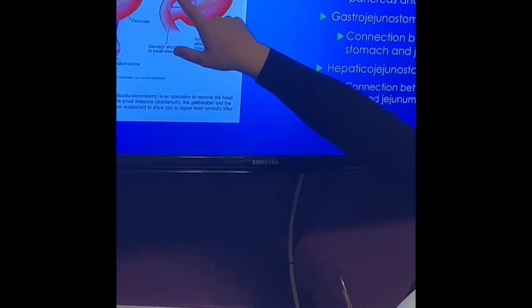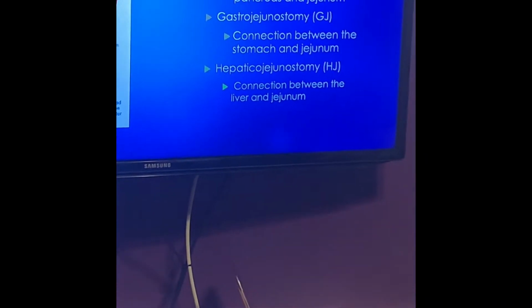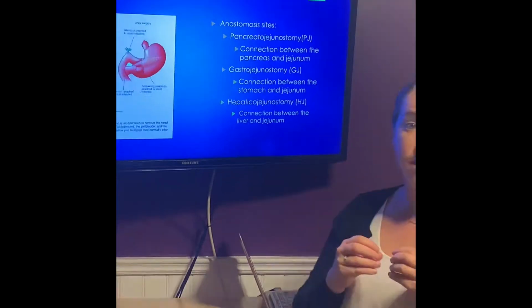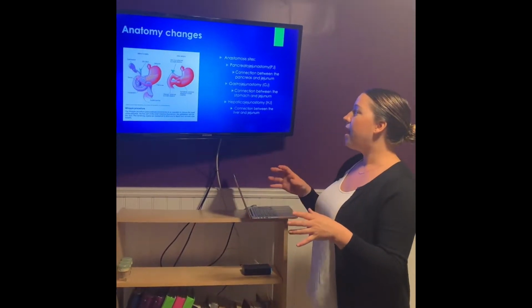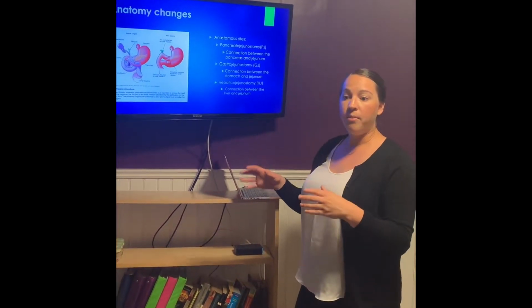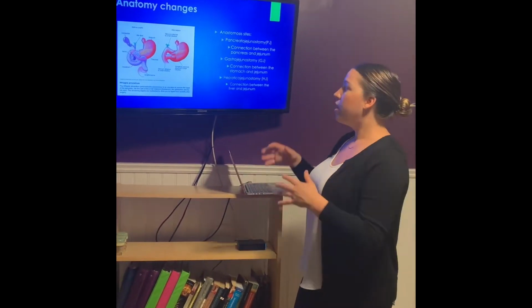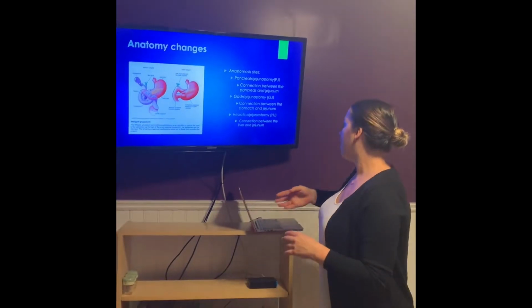And then last but not least, you have the reconnection of the bile duct to the small intestine, and that's called the hepatic jejunostomy anastomosis, also known as the HJ anastomosis. So you can see how this surgery is so complex and how many complications can arise just from the reconnection of the anastomosis sites alone.